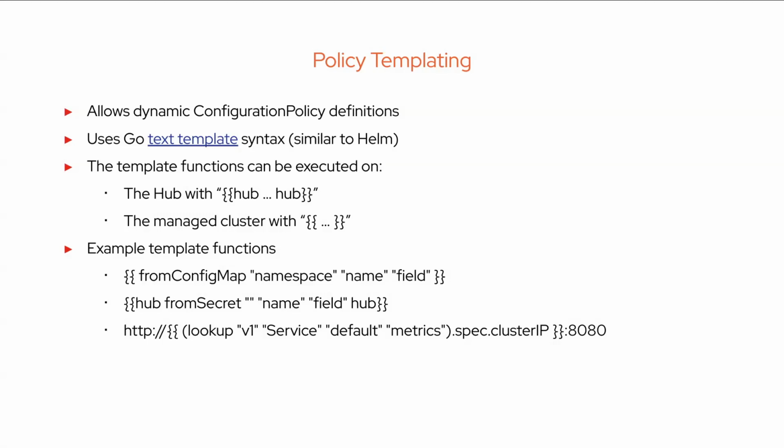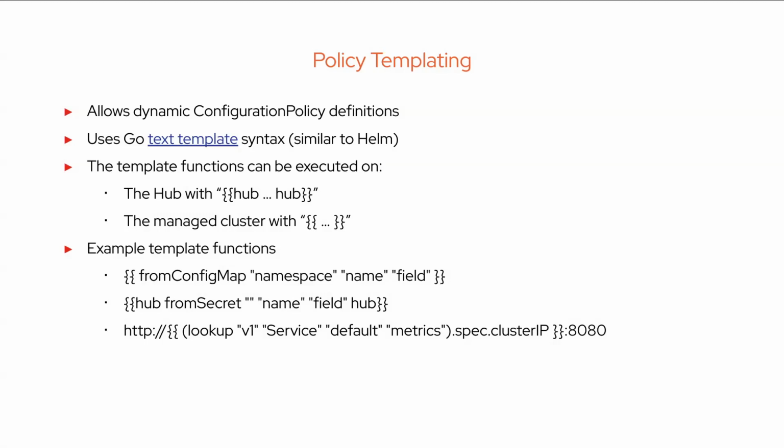And so some example template functions that I showed below, you can grab a field from a config map on the managed cluster, or you can get a field from a secret on the hub and copy that down securely to the managed cluster, or you can just do a generic lookup where you can look up, this is on the managed cluster side, any object on the cluster and grab a field from it to specify in your configuration.